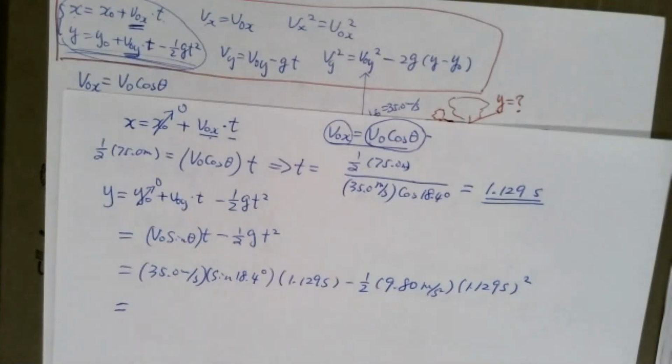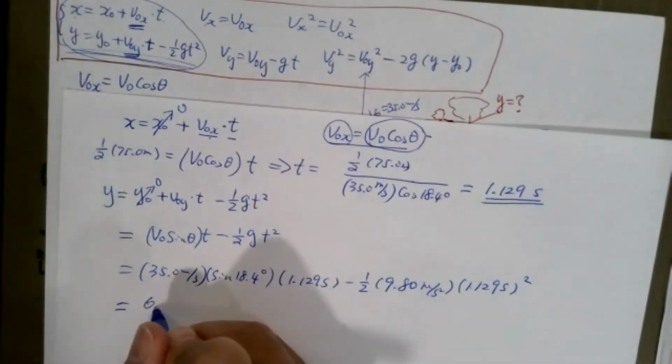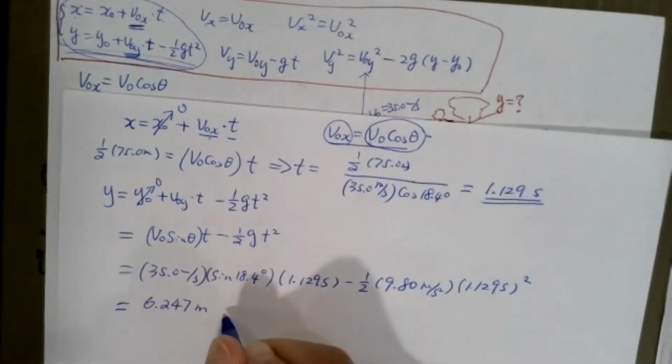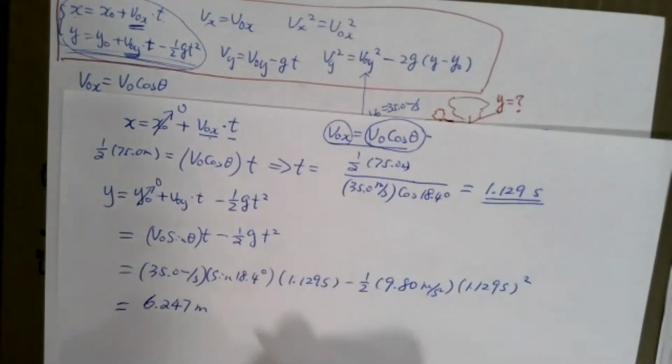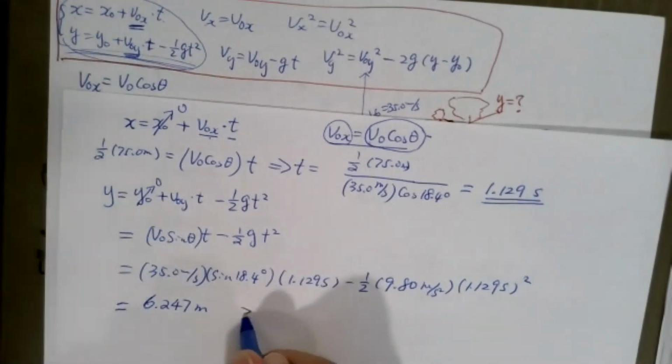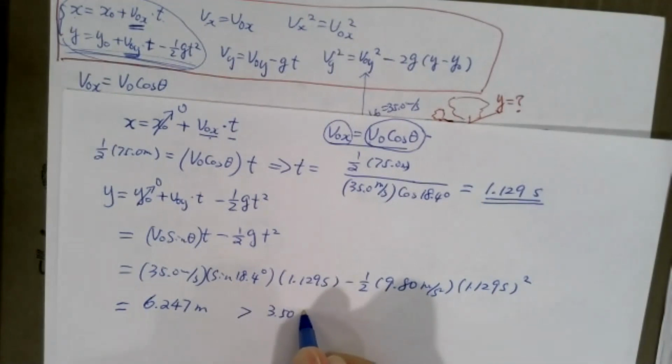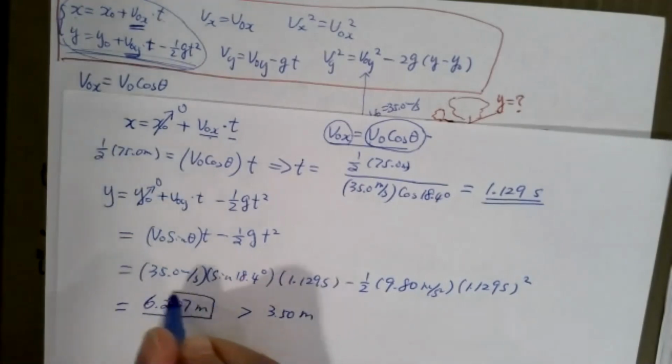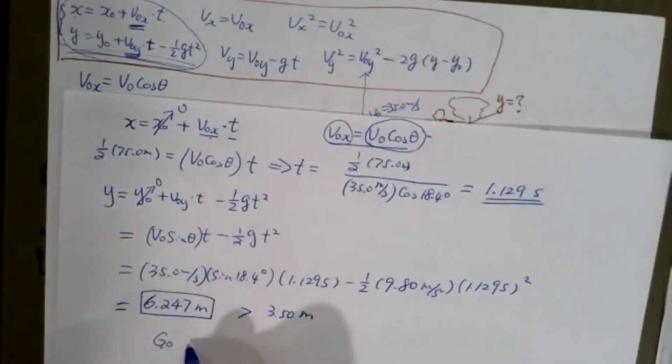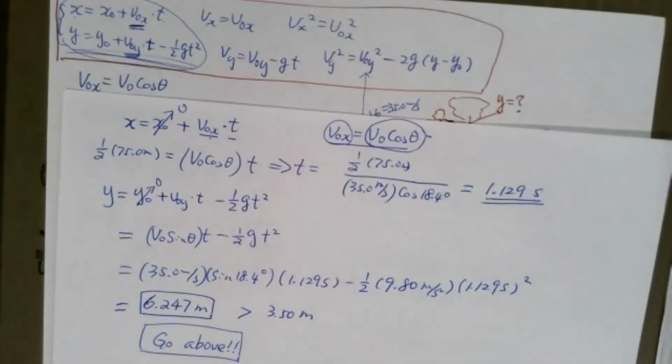With all these numbers in your calculator, it tells you this is about 6.247 meters. Compare this number to the 3.5 meters: you are greater than 3.5 meters, right? So you will go above the branch. All right, so that's what we didn't finish last time.